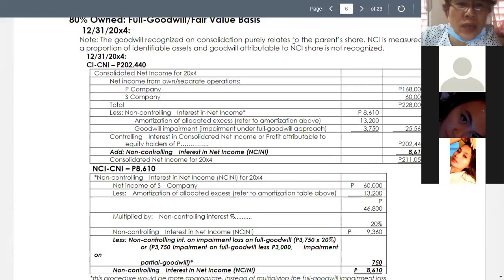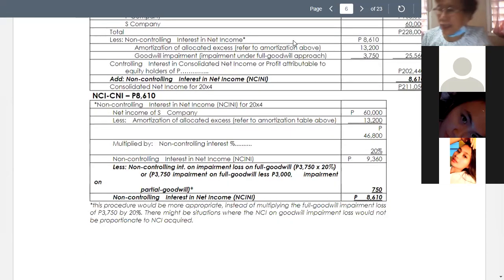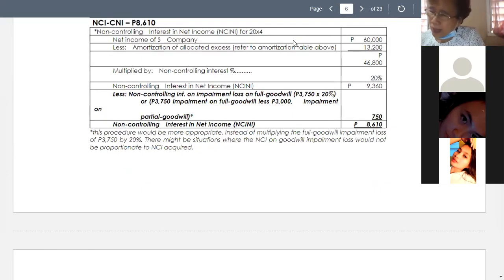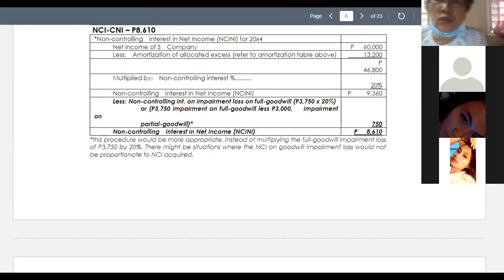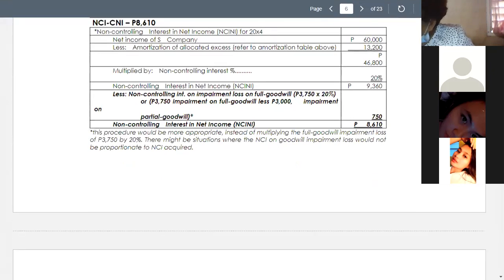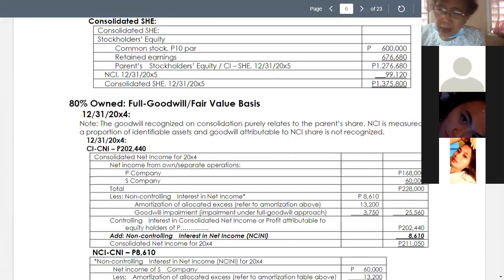Okay? Now we go to the journal entries. Let's refer to requirement number 3. Prepare journal entry to record the investment in the books of the acquirer. Requirement number 4, prepare a schedule for determination of and allocated excess. 5, the working paper elimination entries. And 6, the consolidated working paper.